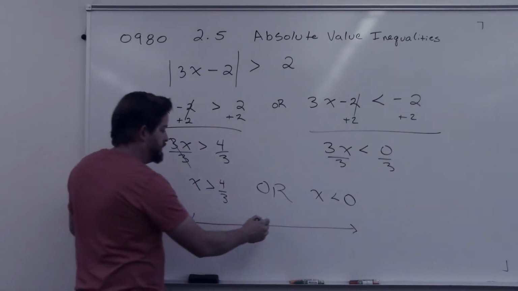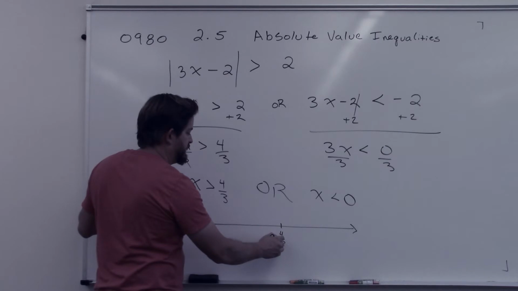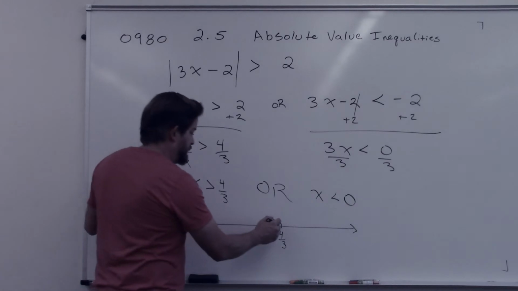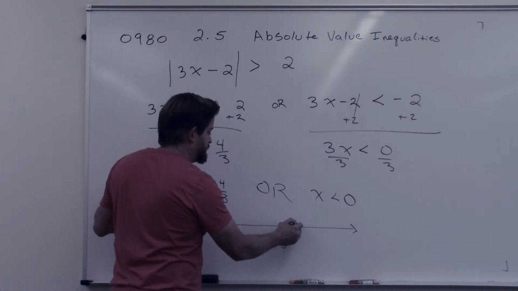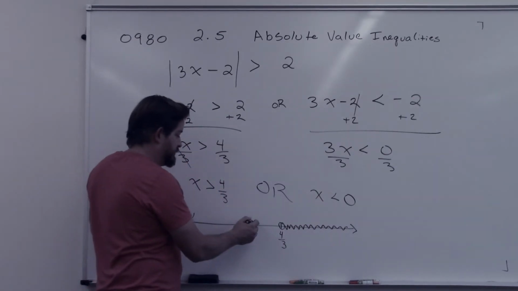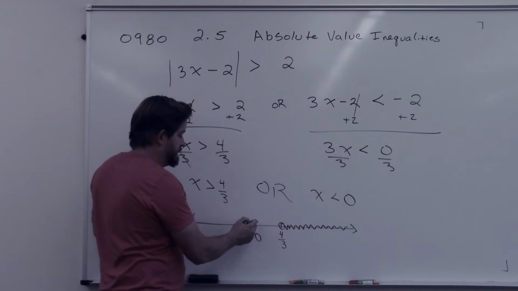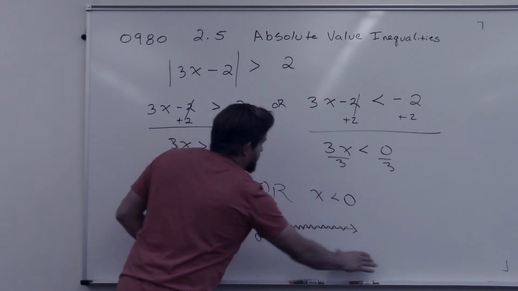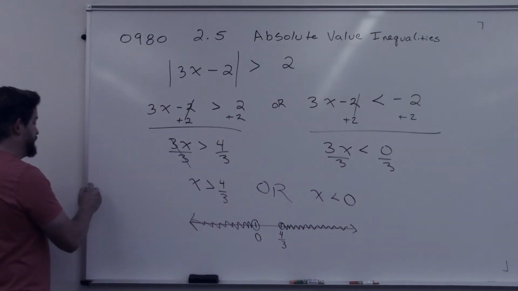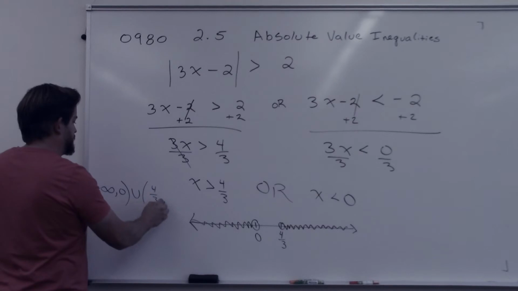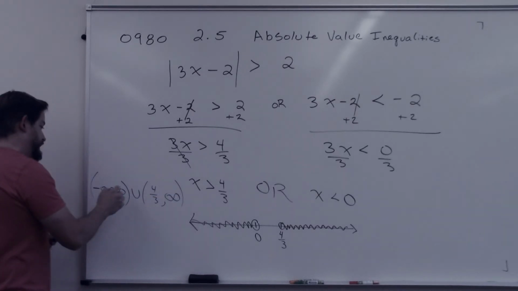X is greater than 4/3, just call some spot 4/3, right? It's not even that important where it is. It's there because I said so. Greater than 4/3 is an open circle at 4/3 and shade it to the right. The other part of this, x is less than 0, well 0 would be here, and less than 0 is over there. So if we wanted to write this in interval notation, we would write this as -∞ to 0, closed, with a union, and then 4/3 to infinity. And that's our solution.